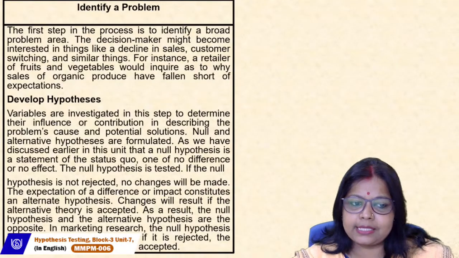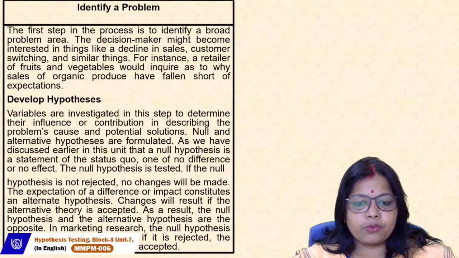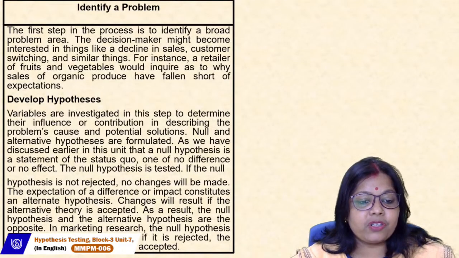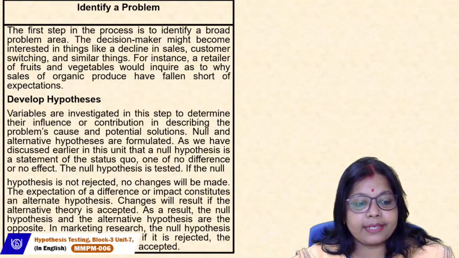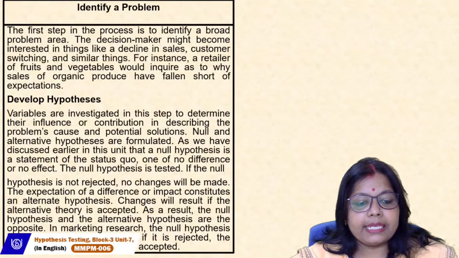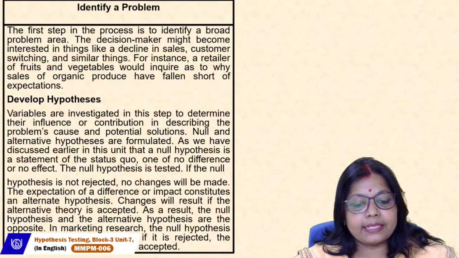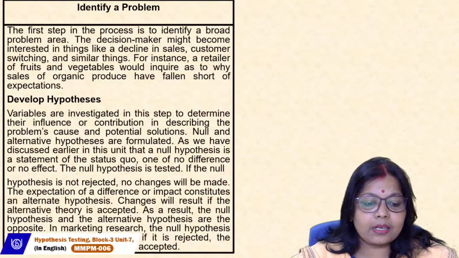If the null hypothesis is not rejected, no changes will be made. The expectation of a difference or impact contributions is the alternative hypothesis. So changes will result if the alternative theory is accepted. As a result, the null hypothesis and the alternative hypothesis are opposites. As we are saying, simultaneously both cannot happen. In marketing research, the null hypothesis is constructed in a way that if it is rejected, the desired conclusion will also be accepted.